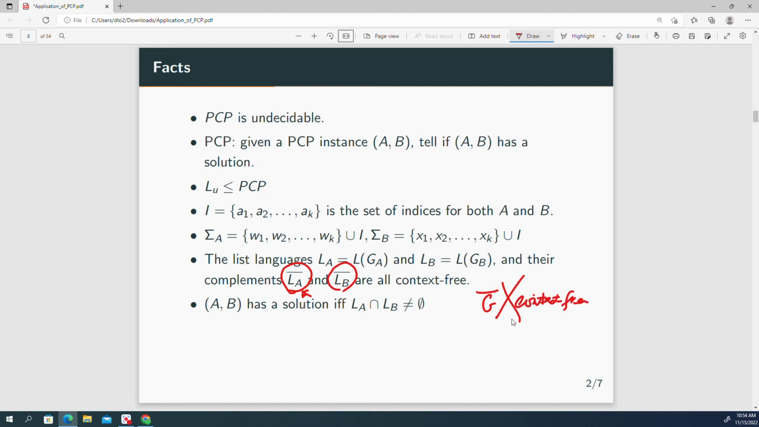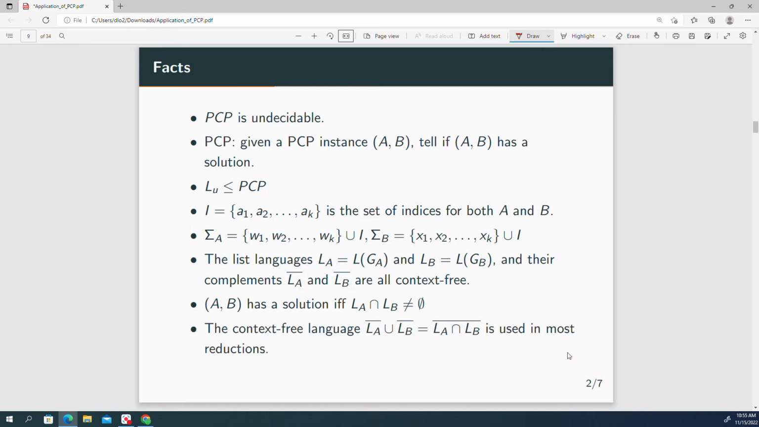So this one, we don't have that closure property for the context-free. But if R is regular, then R bar is also regular. So regular languages are closed under complement. And also we have a fact that if AB, an instance of PCP, has a solution if and only if LA intersect LB is not empty.